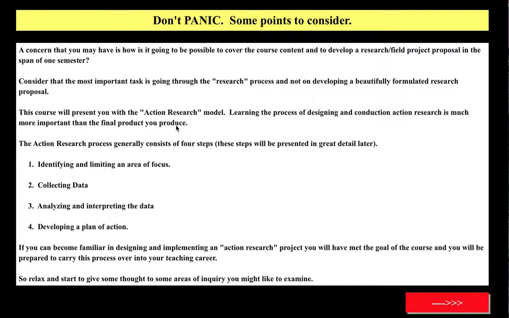Learning the process of designing and conducting action research is much more important than the final product that you produce. I mean, you want to do your best and your most scholarly work, but learning the process is the critical piece. Now, the action research process generally consists of only 4 steps. Identifying and limiting an area of focus. So that's what we were talking about, going from the big picture logically down to your area of focus. Collecting data, analyzing and interpreting the data, and then developing a plan to implement your area of inquiry.